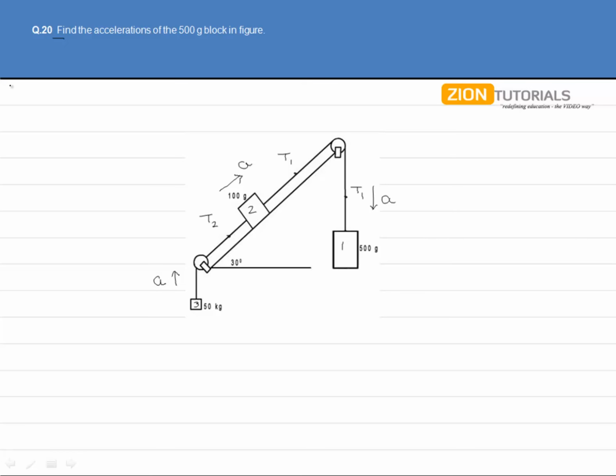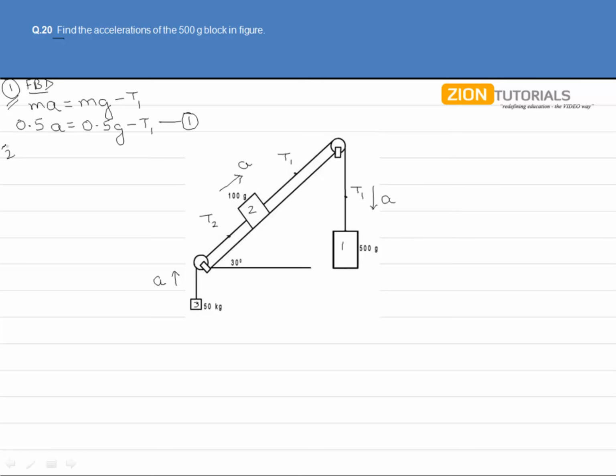Now let us start with block 1. Drawing its FBD, we can show that mass into acceleration A equals the total force in the downward direction, that is mg minus T1. Putting the value of mass, 0.5 A equals 0.5 g minus T1. Let us suppose this equation to be equation number 1.